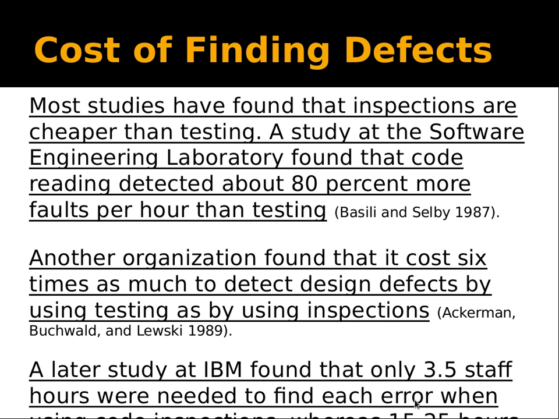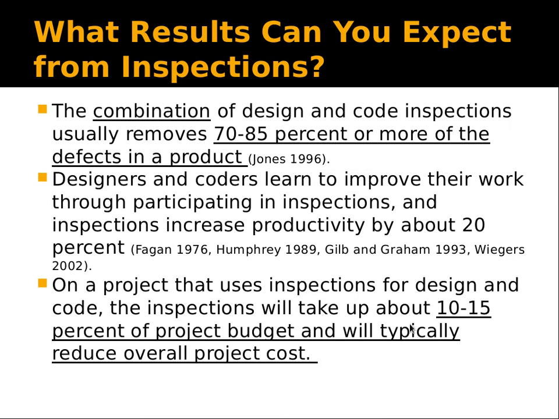And this last bit, which looks like it got cut off, found that only 3.5 staff hours were needed to find each error with inspection, while testing was about 15 to 25. So what can you expect? Well, a combination of design and code inspections usually removes 70 to 85% or more of the defects in a product. That's an incredibly good result. That was back in '96, so that's even old for back then. This has probably only gotten worse due to time.